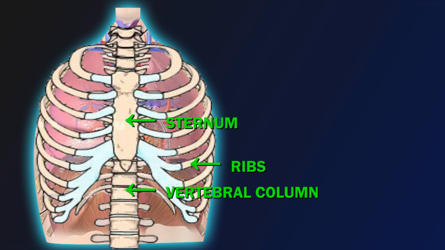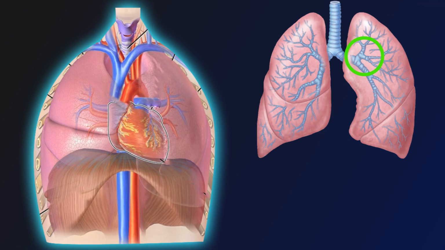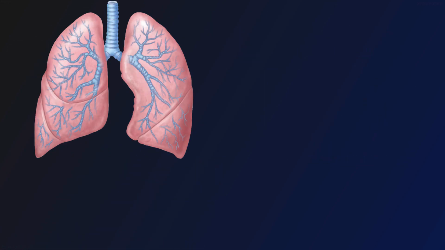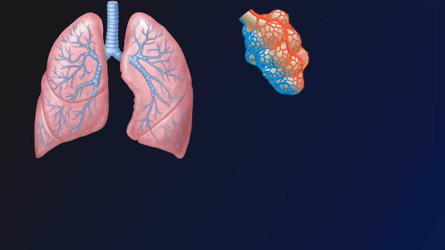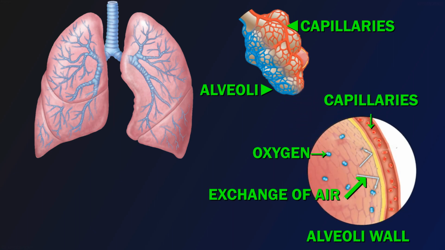The lower side of the lungs is occupied by the dome-shaped diaphragm. At the opening of the lung, the bronchus again divides into branches called bronchioles. Within the lungs, each bronchiole leads to a bunch of air sacs called alveoli. At the alveoli, exchange of air takes place between the lungs and blood vessels.